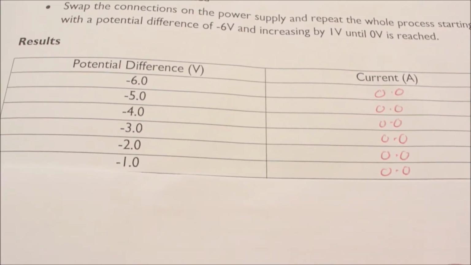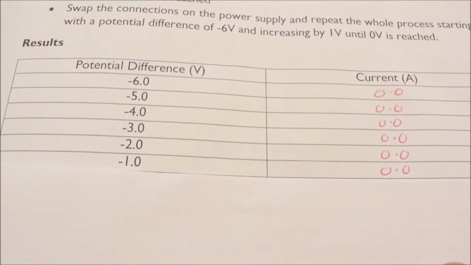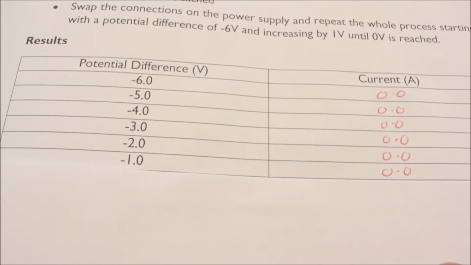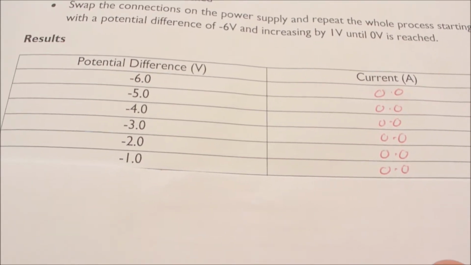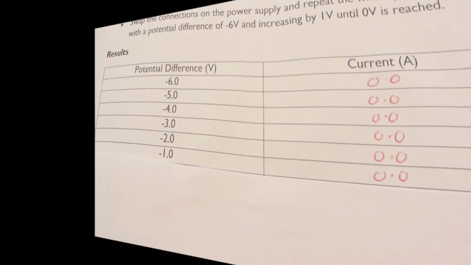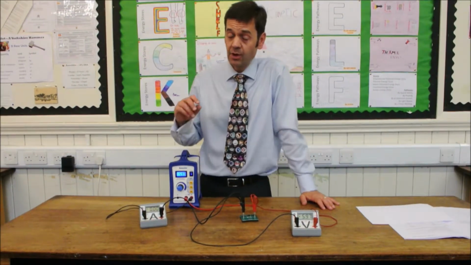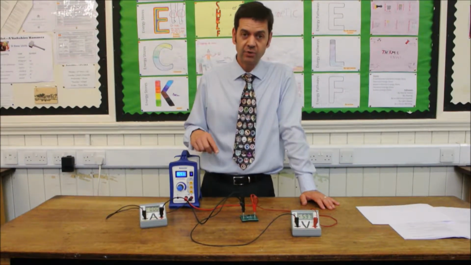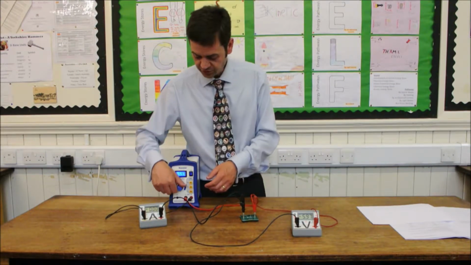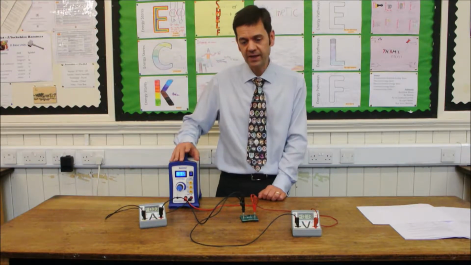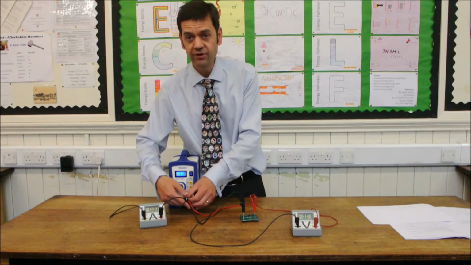Here are the readings from the diode characteristic curve for the negative potential differences. You can see that all of the currents are at 0 amps. Now we need to take the measurements for the positive potential difference as applied to the diode. To do this, we'll just reduce the potential difference back down to 0 and change the polarity.